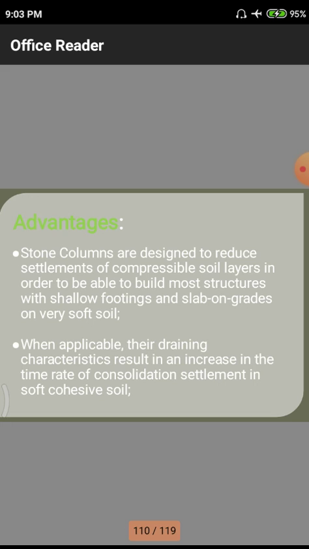Definitely, these stone columns are preferable only in soft soils, not in sandy soils or silty soils. Their drainage characteristics result in an increase in the time rate of consolidation settlement in soft cohesive soil. Draining means the stones flow very easily; there is no particle bonding between stone and stone, so they are easy to drain in a particular filling.